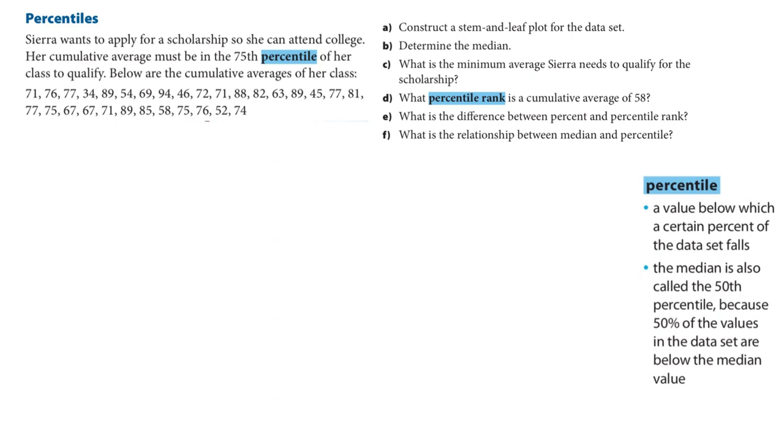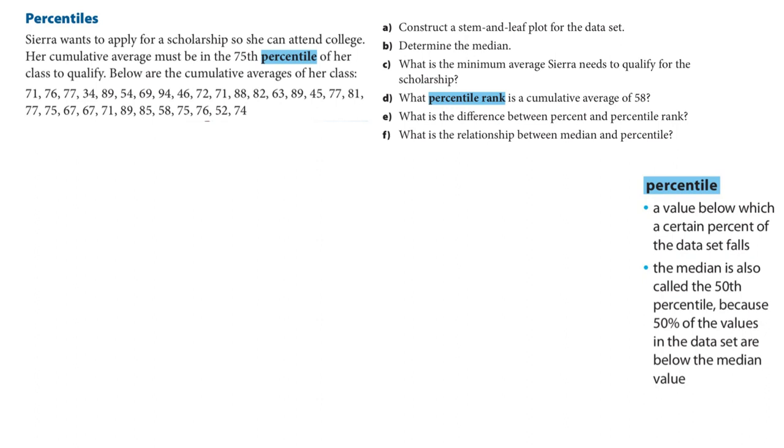Well, a percentile is a value below which a certain percent of the data falls. The median is also called the 50th percentile because 50% of the values in the data set are below the median. So the 75th percentile would mean that whatever her mark is, 75% of her class has to be below that value.